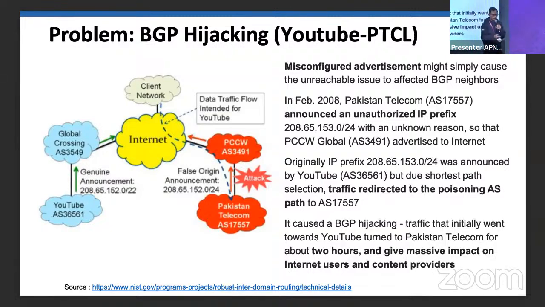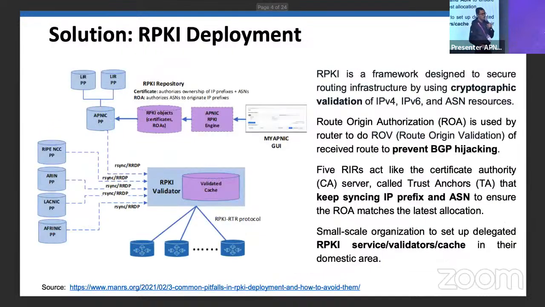Okay, so now we have a solution, which is the RPKI. Everybody knows how the RPKI has been deployed. Basically, we want some way to do validation, and here we have a cryptographic way to validate our resources, like IPv4, IPv6, and AS numbers, using the objects, right?